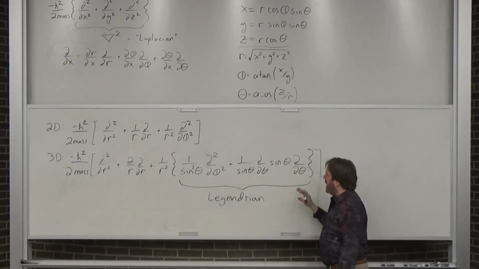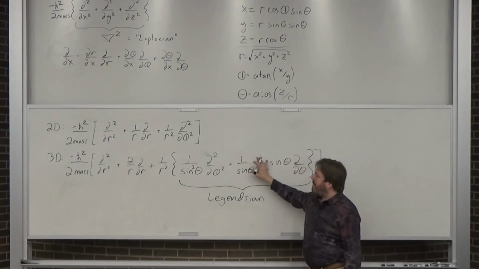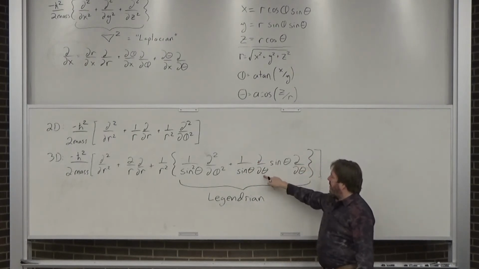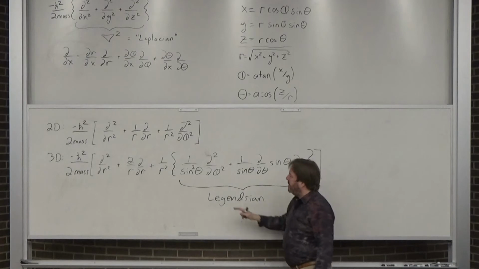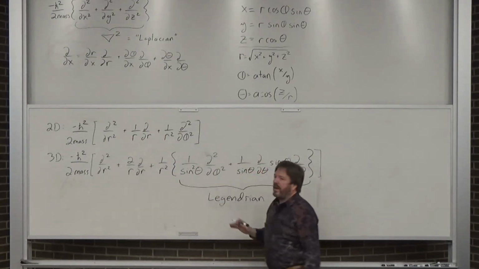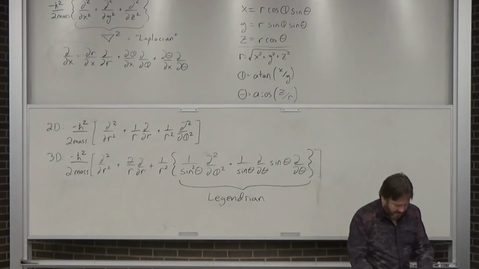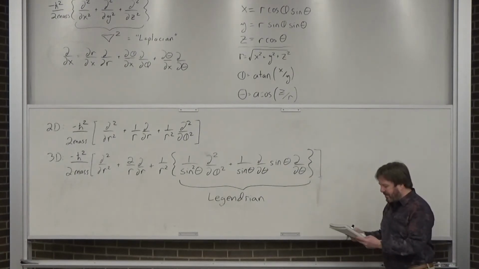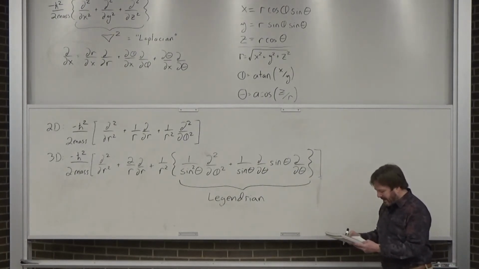Again, I just want to point out that if 3D becomes 2D, we're fixing theta, these terms are gone, this is 1, and then this is basically that. So it all makes sense. Sounds like a good test question. Let's see. All right, last bit.